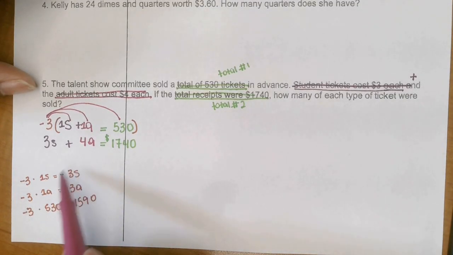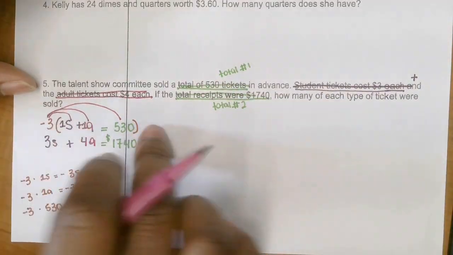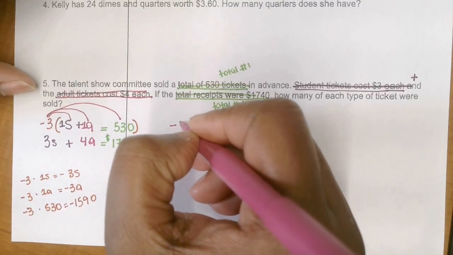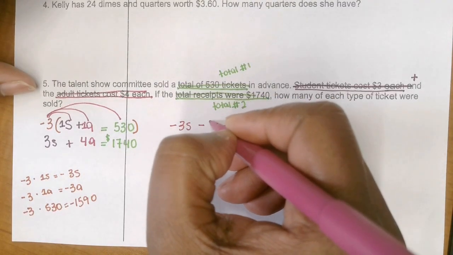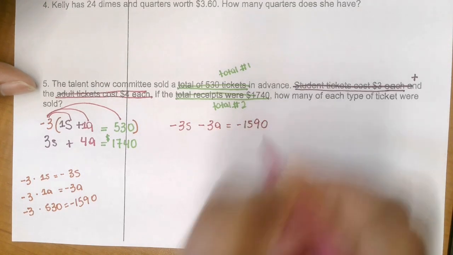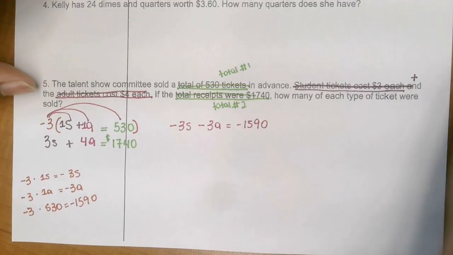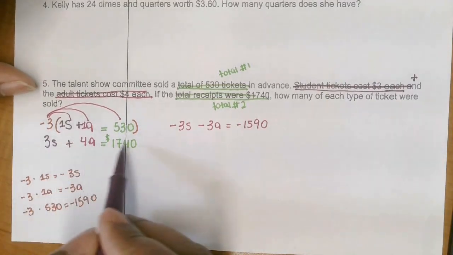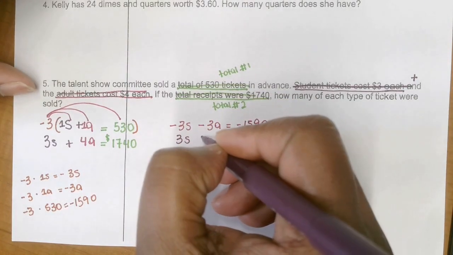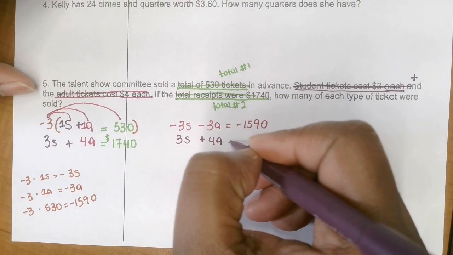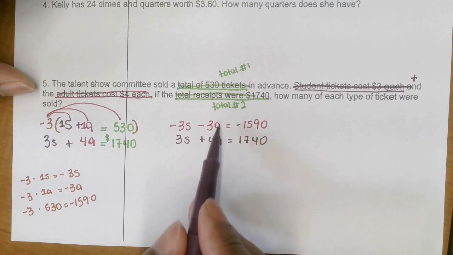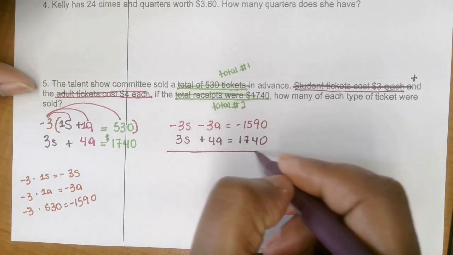We're going to take the answers here and rewrite them here. The first equation is the one that we edited, we modified. So we have negative 3S minus 3A equals negative 1590. Then the equation that we did absolutely nothing to, we simply rewrite with the correct letters under each other, like this. So you always want your S to be under S and your A to be under A.